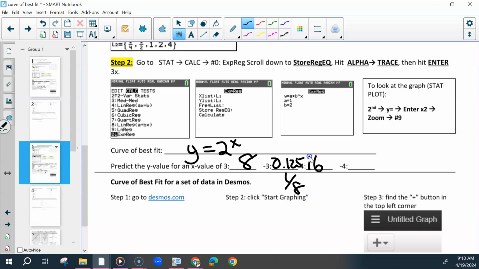Start by putting in a table. Add the values. Put in this equation. It's a decimal or a fraction. Type in x equals negative 4. And find where the two lines cross.